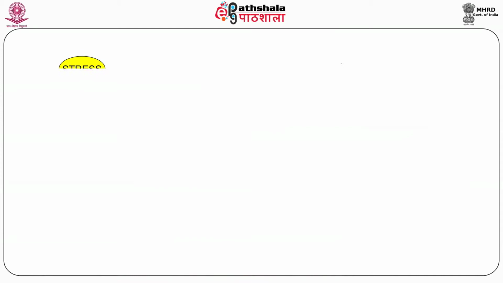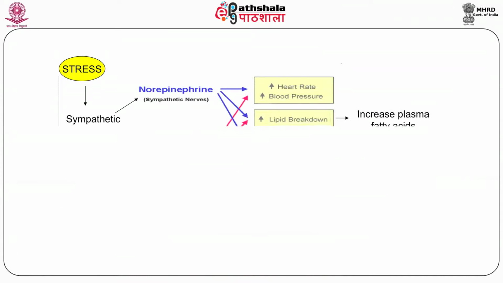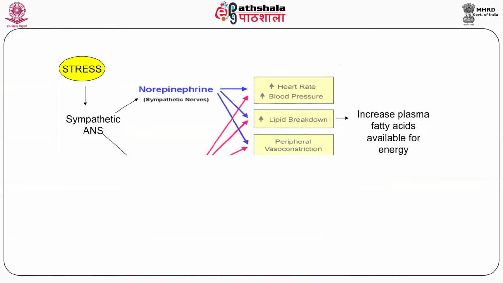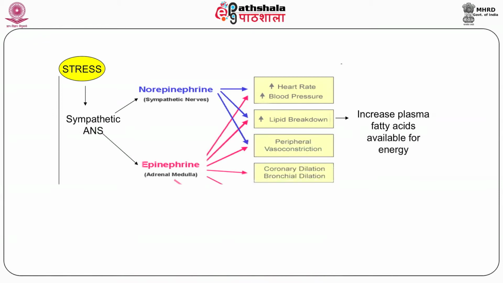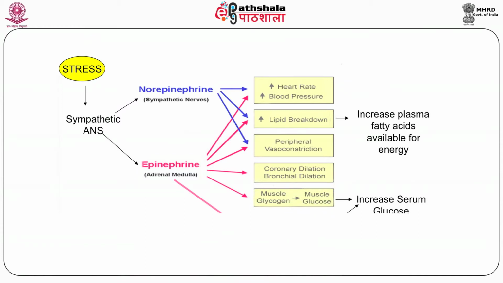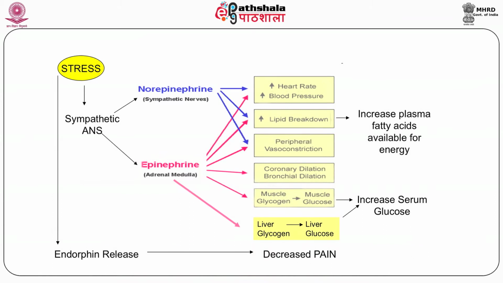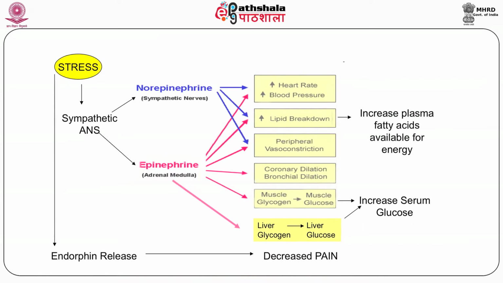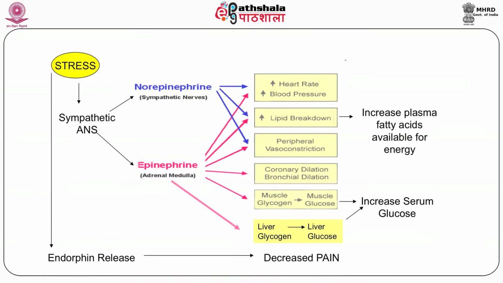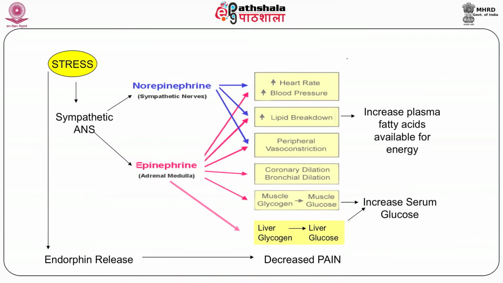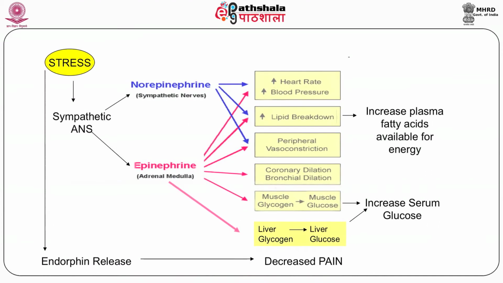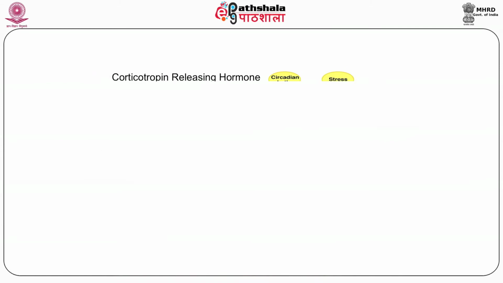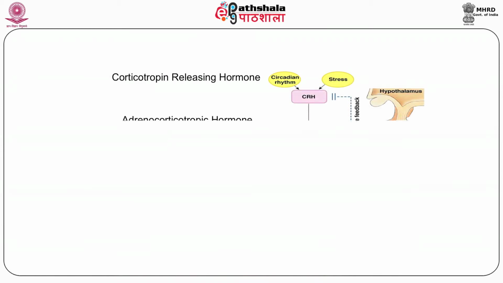Now, stress stimulates the sympathetic autonomic nervous system, and further on there is improvisation in the circulation via cardiac stimulation and vasodilation. There is also an increase in serum glucose, breakdown of liver glycogen to glucose, and increase in plasma fatty acids, which are further a source of instant energy. The endorphins which are released decrease the sensation of pain.